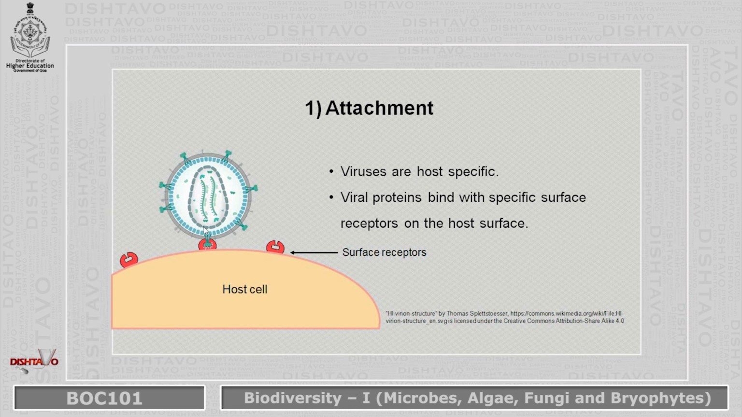On the capsid, there are protein receptors which bind to the specific surface receptors of the host cell. These specific receptors are host specific. That means a type of virus can have a preference on which cell it can be attached to. They fit in a lock and key mechanism.